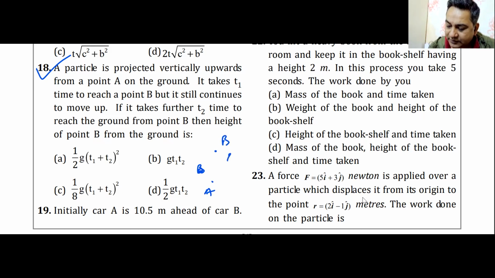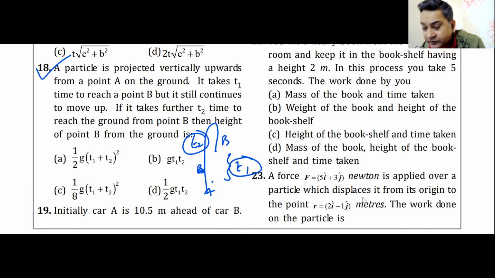From here to here, time taken is T1. Then it goes up, comes down. This time is T2. (T1 plus T2) by 2 becomes your total time, and after that, everything is simple. I hope you are getting this. Yes or no? So it's all about the bigger the question, the simpler it is.